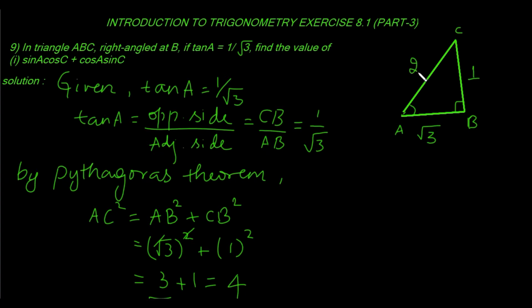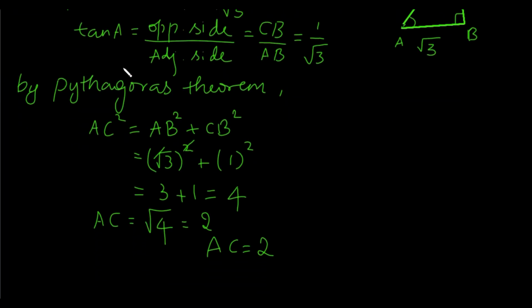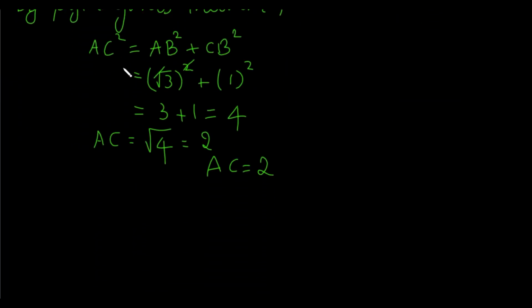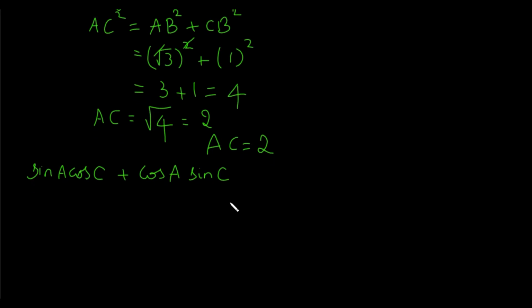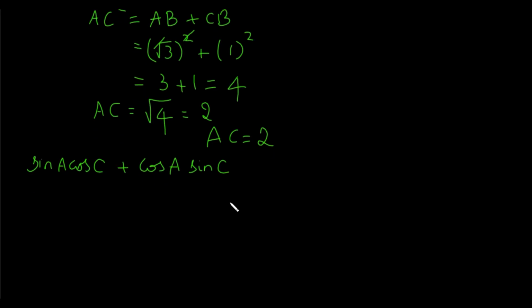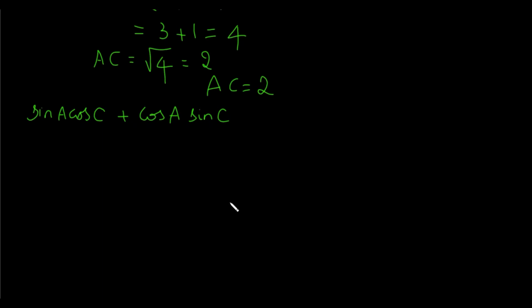So in the question, the equation is given to us as sin A into cos C plus cos A into sin C. So let's write down this equation below: sin A into cos C plus cos A into sin C. So now let's find the values by taking our individual terms from the question. First let's find out sin A and cos C.